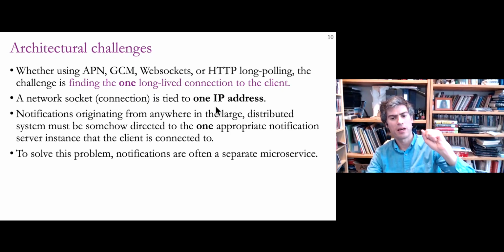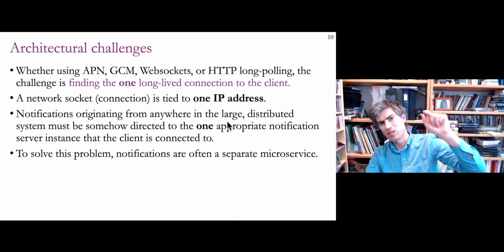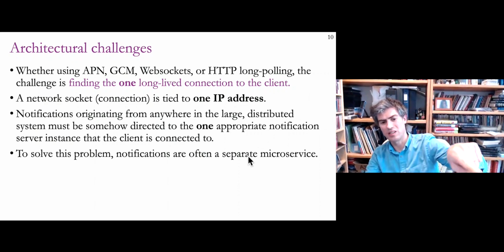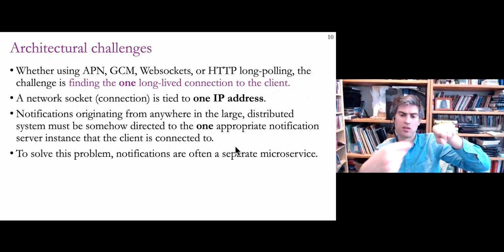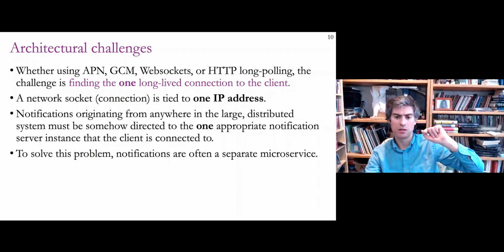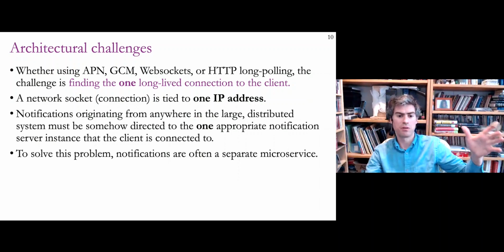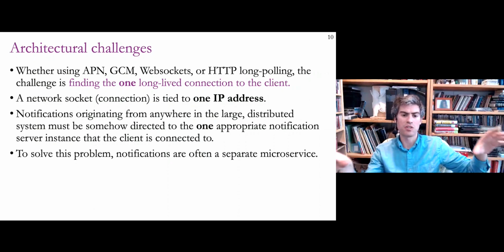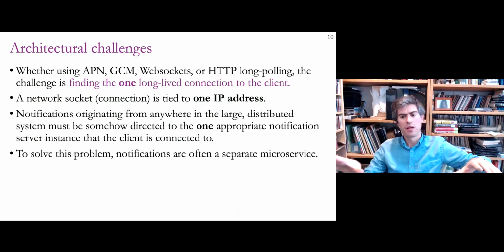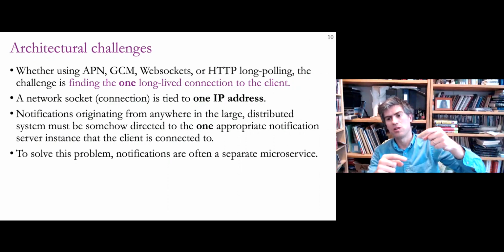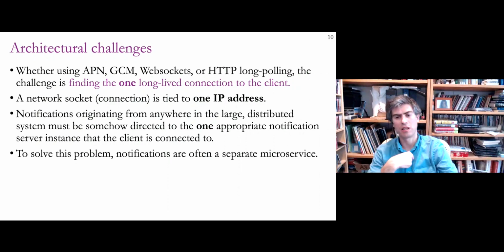So if we want to send a notification to the client, we need to find the place on the back end where the client is already connected and route the message through that connection, right? Because of the scalable system, we have this big distributed system where messages can originate from all over the system, yet we need to somehow funnel those messages to the one place where the client is connected.